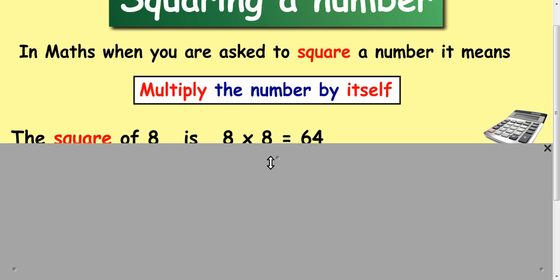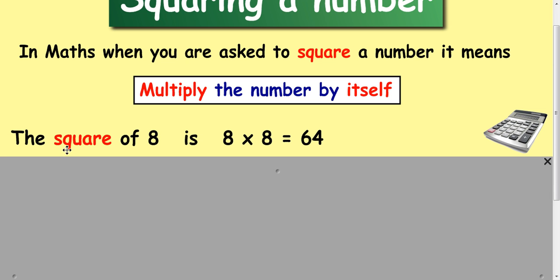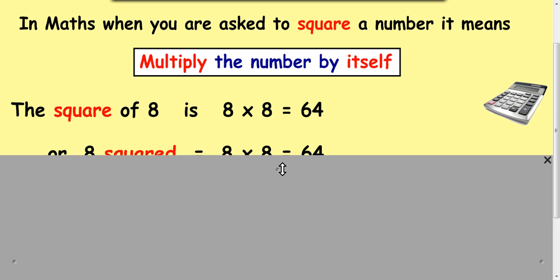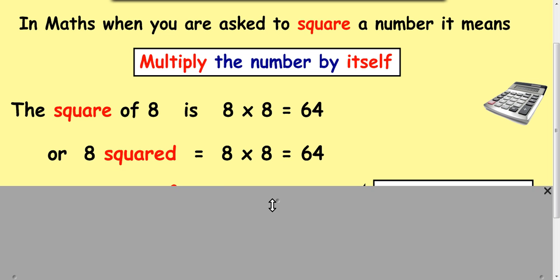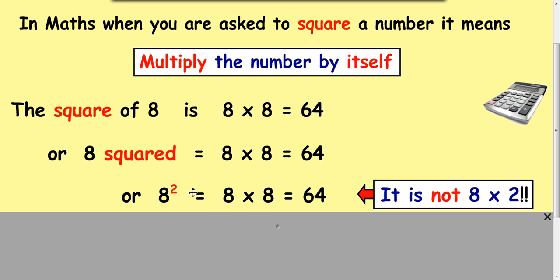Now, there's a variety of ways of seeing this. You can see it as the square of 8, which means 8 times 8, which is 64. You could also see it as 8 squared, which also means 8 times 8. Or more commonly, you see it as 8 with a little 2. Now this 2 is called a power, or index, hence the word indices. So 8 to the power of 2, or 8 squared, is equal to 8 times 8, which is 64.